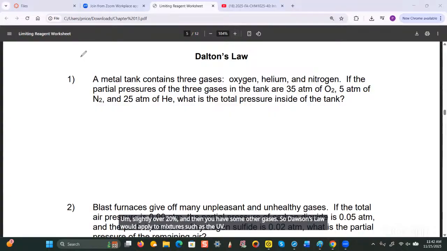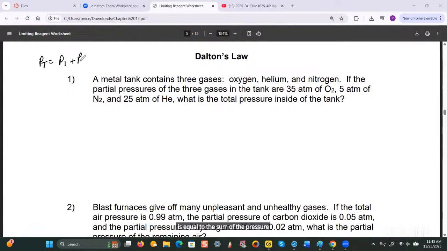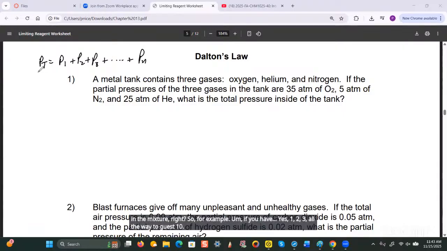And it's a very simple law, nothing complicated about it. This is the law right here. The total pressure of a mixture of gases is equal to the sum of the pressures of the individual gases in the mixture, right? So for example, if you have gas 1, 2, 3, all the way to gas N in a mixture, then the total pressure of the mixture of gases would be the pressure of gas 1 plus the pressure of gas 2 plus the pressure of gas 3 plus all the pressures of all the other gases up to and including the pressure of gas N, all right?